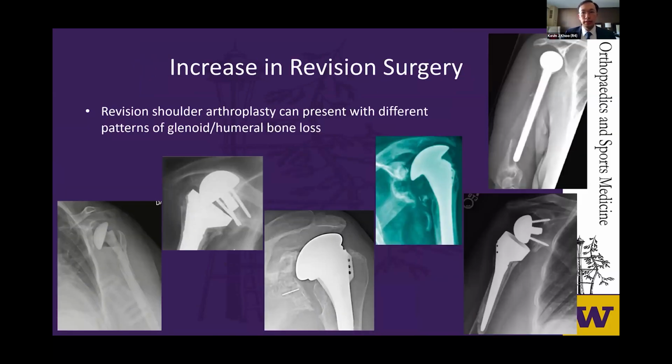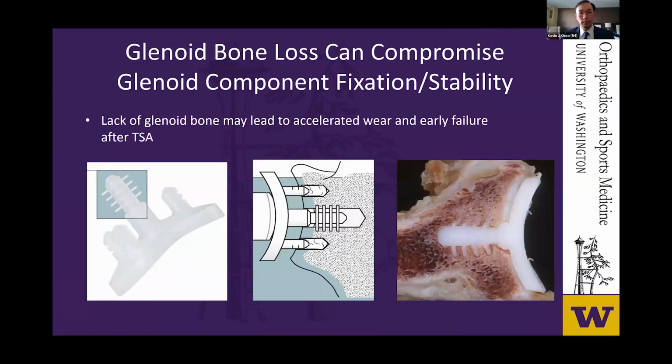Furthermore, with the increase in number of primary shoulder arthroplasties performed, there's also been an increase in shoulder arthroplasty revision. And similarly, each type of revision can present with unique challenges resulting from glenoid and/or humeral bone loss, complicating revision surgery. In the setting of glenoid bone loss, fixation of the glenoid component can be compromised.